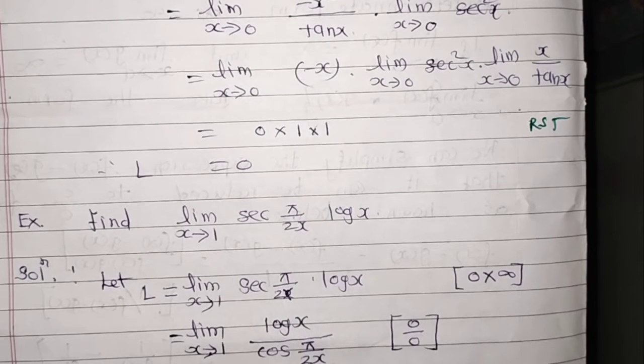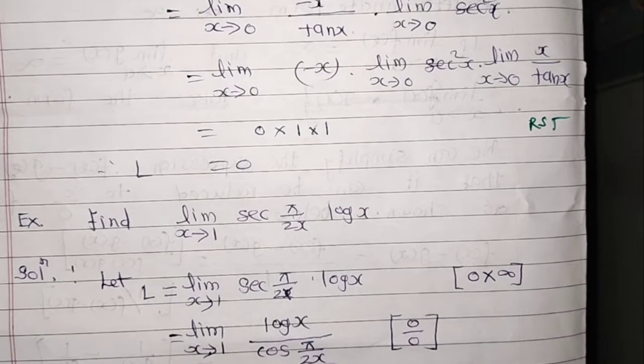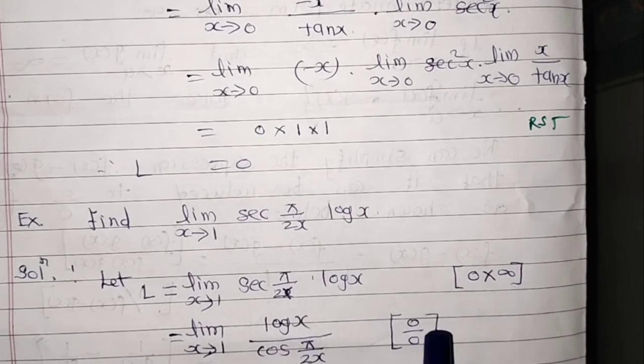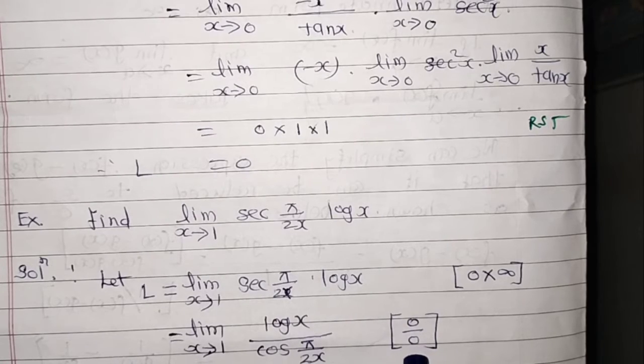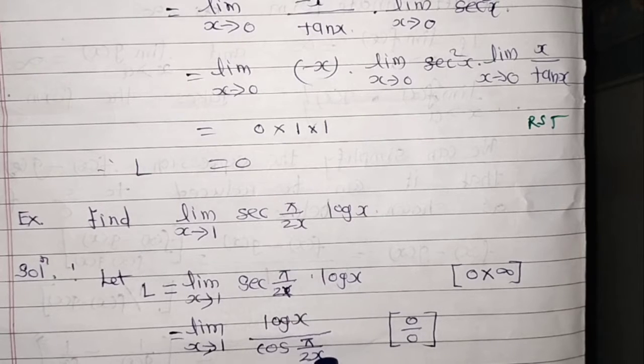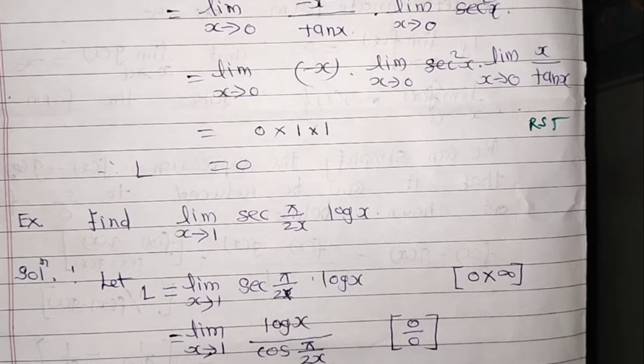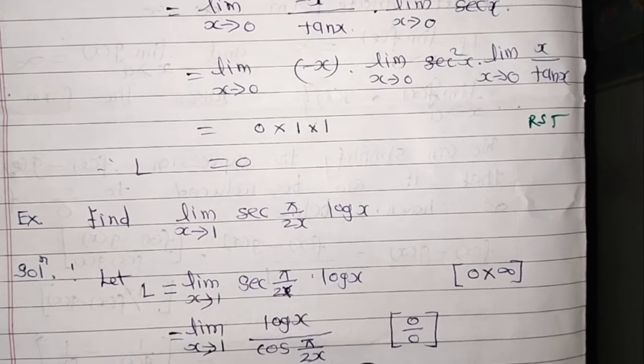This can be written as limit x tends to 1 of log of x upon cos of pi upon 2 x, which is of 0 by 0 form, since log of 1 is 0 and cos of pi by 2 is 0.